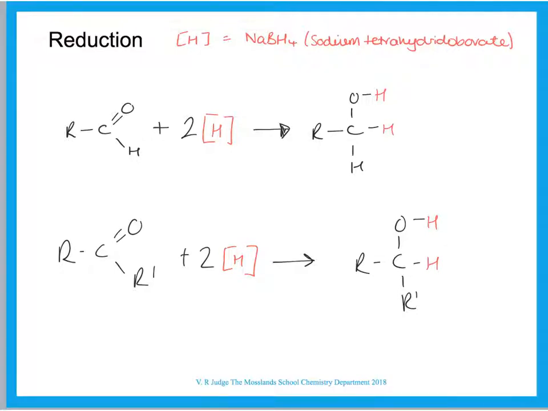The last little thing that you need to know is you need to be able to draw a mechanism for this happening. And again, you can use just the H in square brackets, or the H-, which is what's actually represented, the hydride ion, rather than the whole sodium tetrahydridoborate.